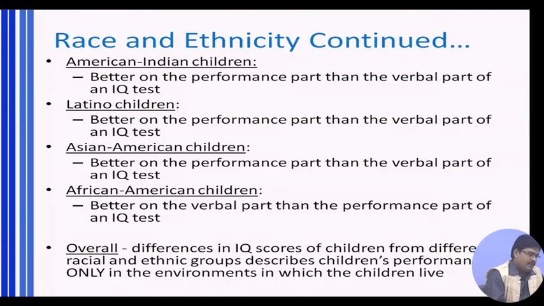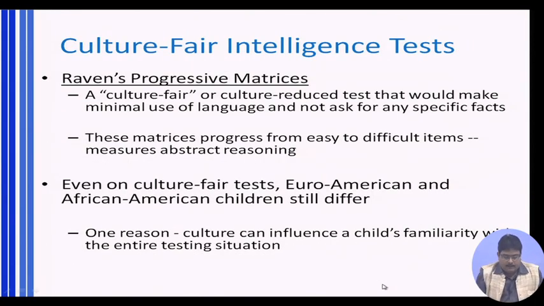If you look at the overall differences in IQ scores of children from different racial and ethnic groups, it describes children's performance only in the environments in which children live. Therefore, culture also plays a very important role in the determination of one's intelligence. Therefore, it would not be fair to apply a culture specific test across different cultural groups or cultural samples.